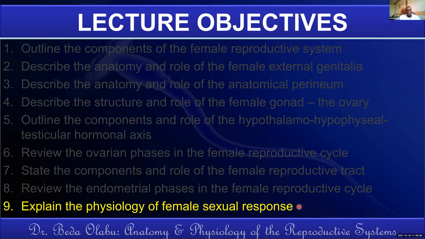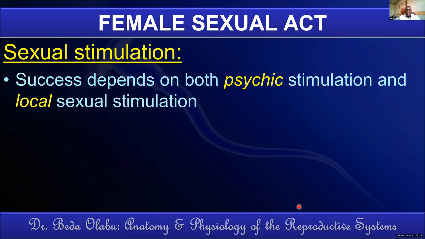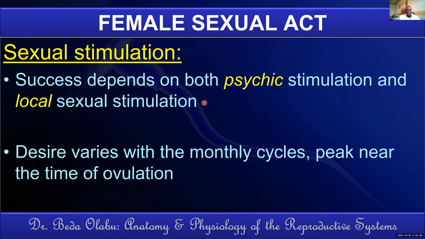Okay, now let's finish with the physiology of female sexual response. So female sexual response, just like male sexual response, begins with sexual stimulation. However, the success of sexual stimulation relies both on psychic as well as local stimulation. Psychic to mean mental, so something in the mind of the woman, and local to mean largely around the clitoris. So the success of stimulation relies on both of those. The desire to have sex in a woman varies a lot depending on the cycle. The peak for female libido is around the time of ovulation.